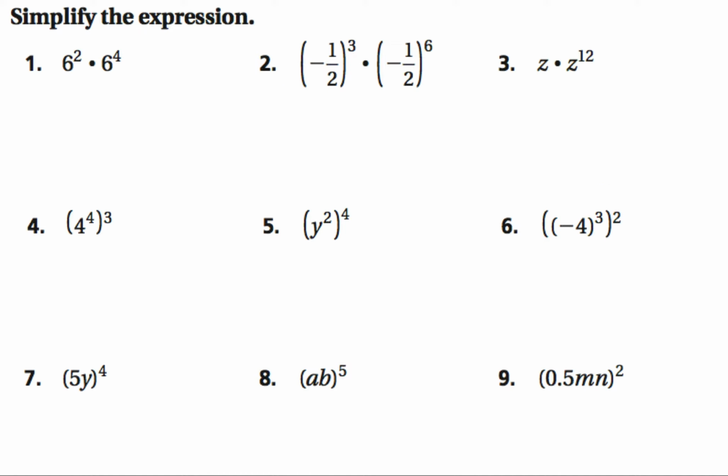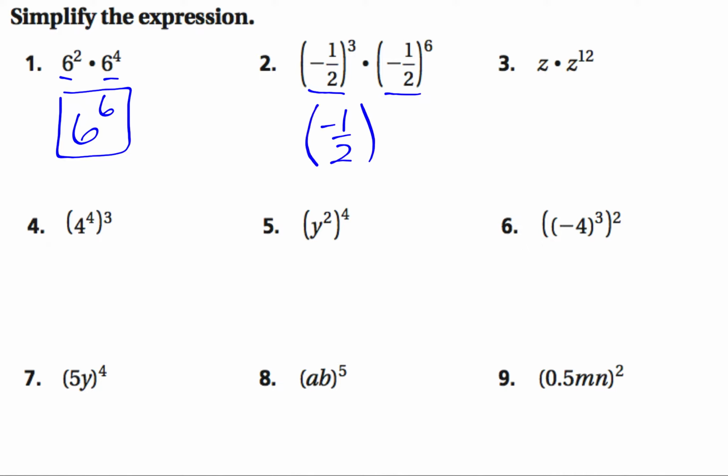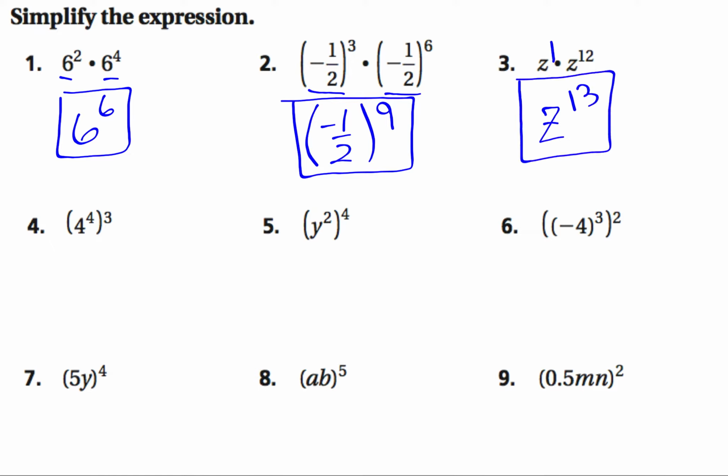Okay, 6 squared times 6 to the 4th. Powers have the same base. Add their exponents. Next example, same base. Add the exponents. We get negative 1/2 to the 3 plus 6, which is 9. z times z to the 12th. Common mistakes happen here. Don't forget that z to the 1st. So this is z to the 13th. 1 plus 12 is 13.